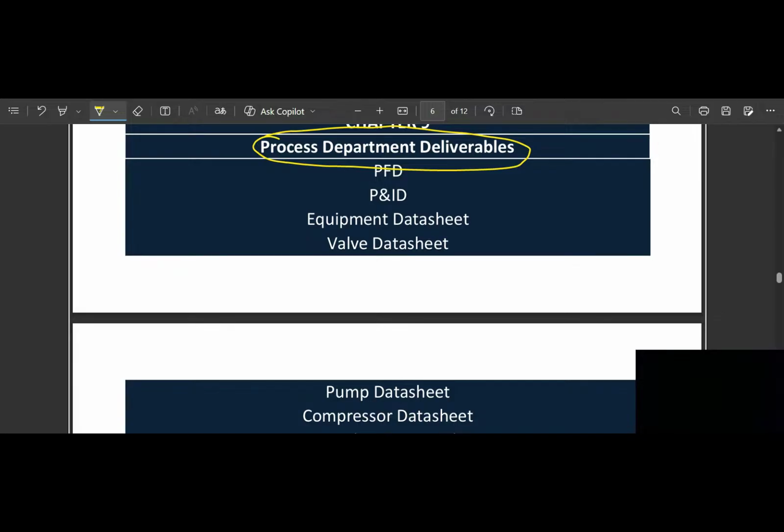So process department deliverables. What are the deliverables we need to prepare, or what things do we need to deliver?